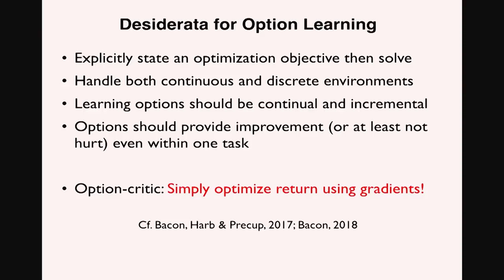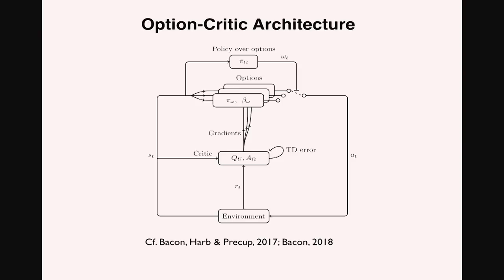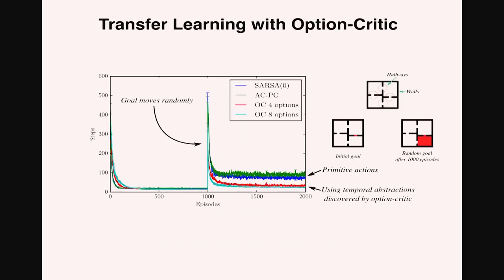And the idea of option critic is really to extend what we have in actor critic, but to the setting of options. In the case of options, we have structure in the policy and structure in the value function, but we can easily put this in the perspective of an actor critic algorithm. You have a little bit more detail that you need to keep track of computationally, but we can make a gradient-based algorithm that simply optimizes returns in this architecture. And so I'll just show you quickly some results of what this does.